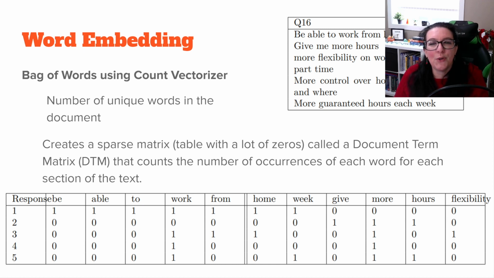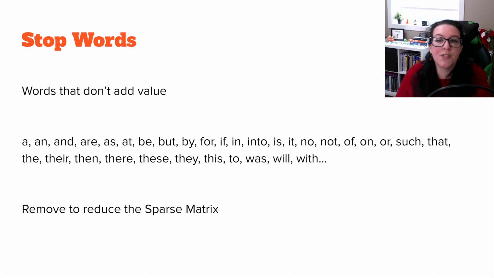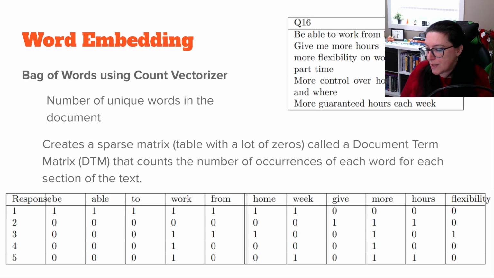When we are doing our embedding, often what we do is remove stop words. These are the words that don't add value: a, an, and, in, is, it, will, with. These things by themselves don't have any meaning to us. So we remove these to help reduce this matrix down, right? We could get rid of the column called be and the column called to, and stick to the words that just add meaning.